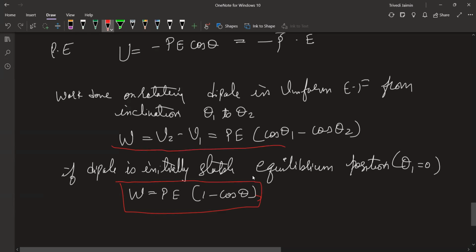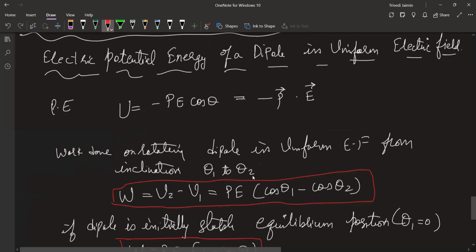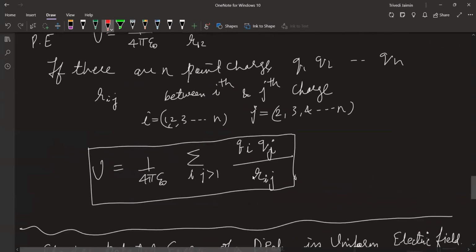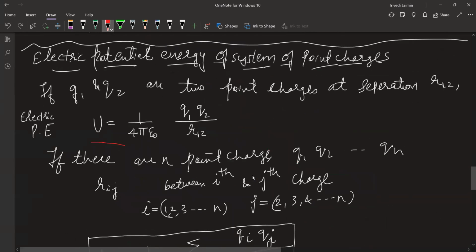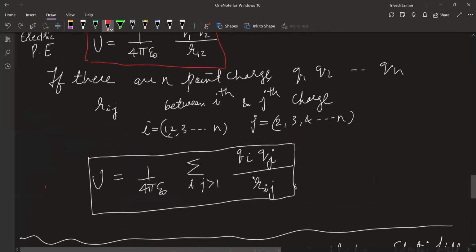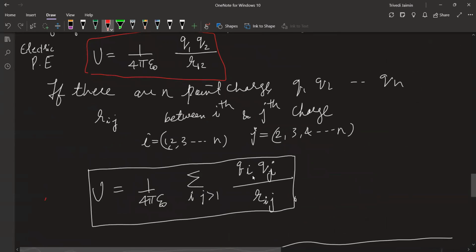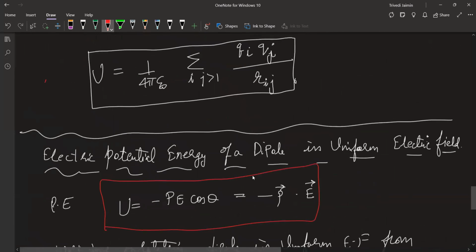Anyhow, just remember, not all of these formulas. This formula is enough: U equals minus PE cos theta, and W equals PE times cos theta 1 minus cos theta 2. And in this one, we just need the standard formula: U equals K Q1 Q2 by R12, where R12 means the distance between those two charges.